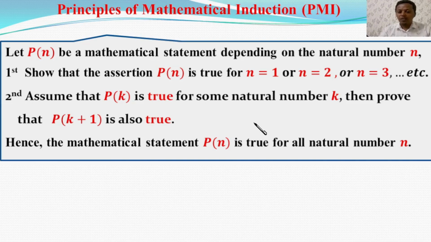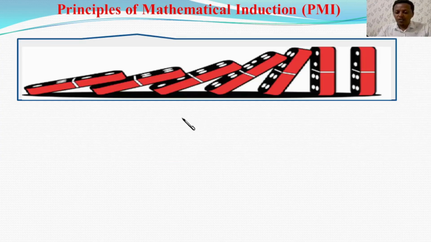Now let's take a good example. The principle of mathematical induction is like a row of standing dominoes. Once you knock the first domino, it will knock the next domino. At the end, all the dominoes will fall.